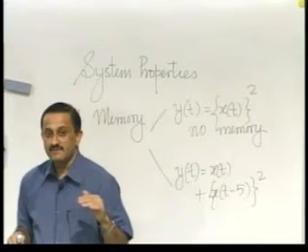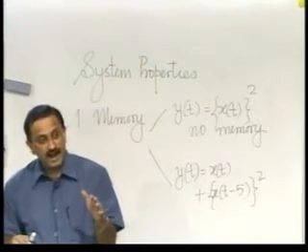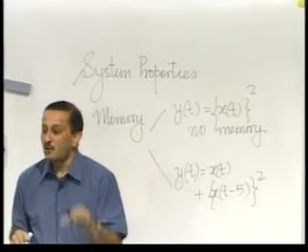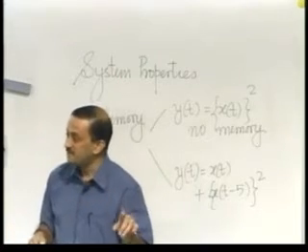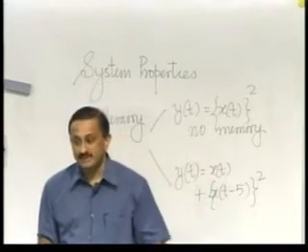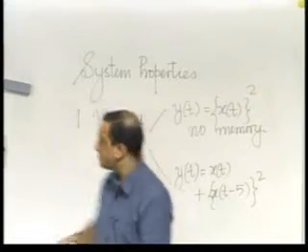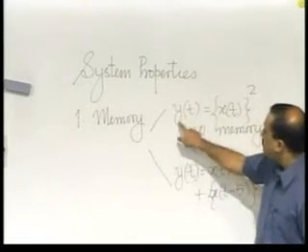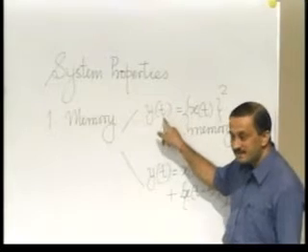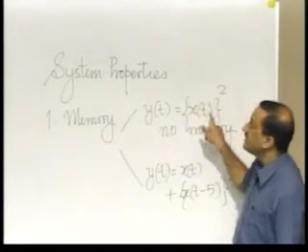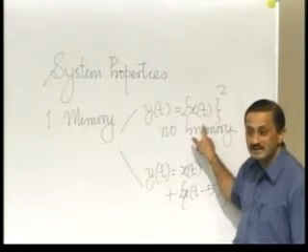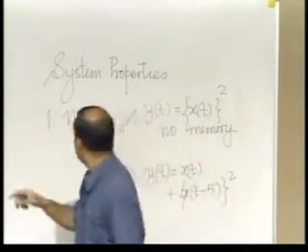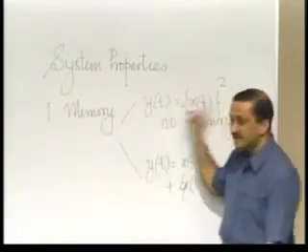The first answer given was that the value of the output at a particular value of the independent variable depends only on the value of the input at that particular value of the independent variable. Perfectly correct, right? So a system with no memory is one where the output at a particular value of the independent variable depends only on the input at that particular value of the independent variable. That was said by Amit, and that's correct, right?